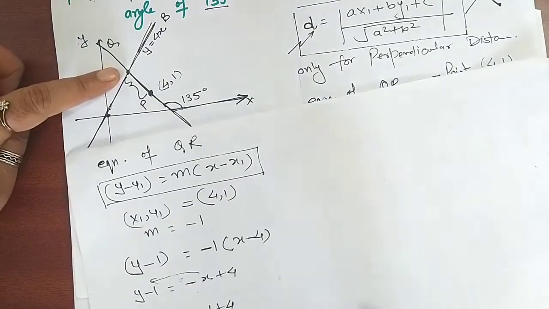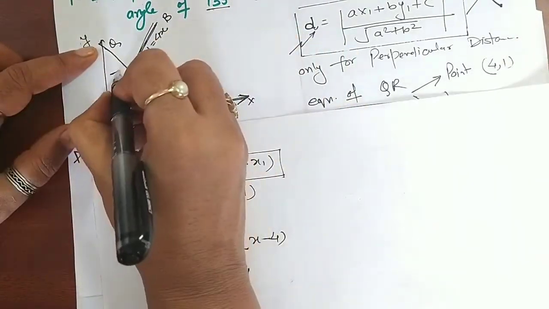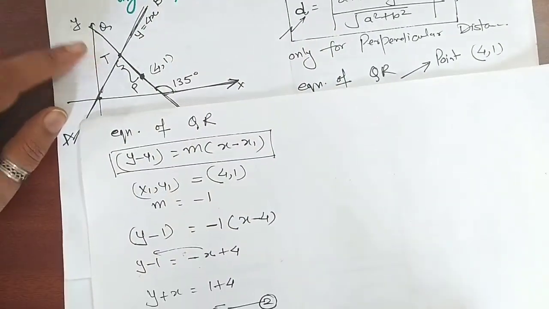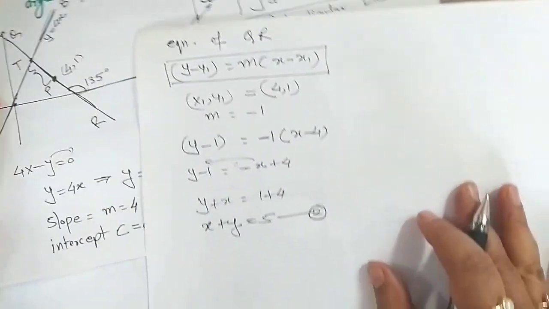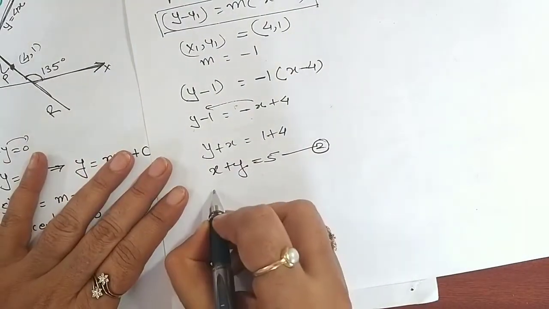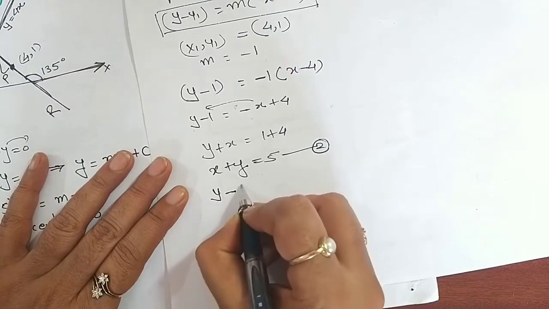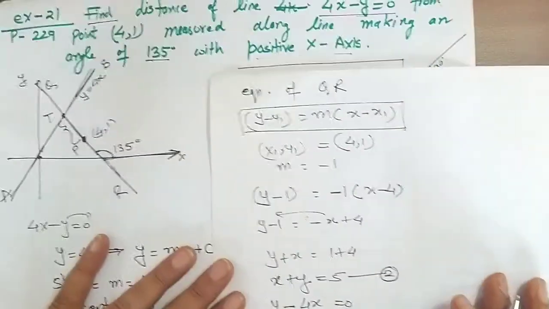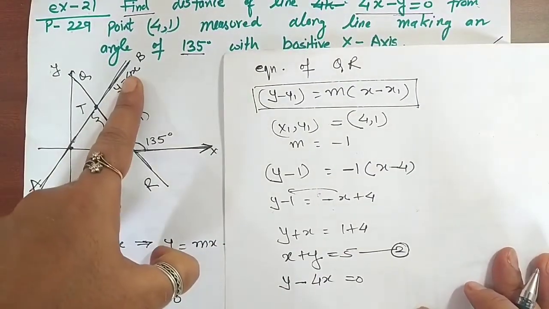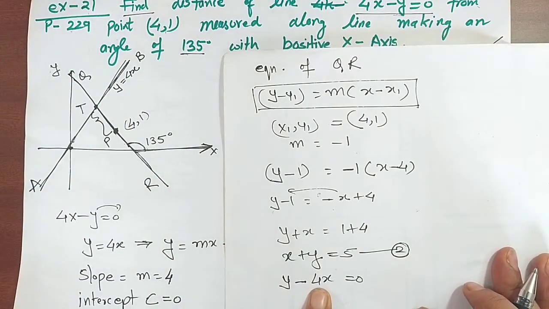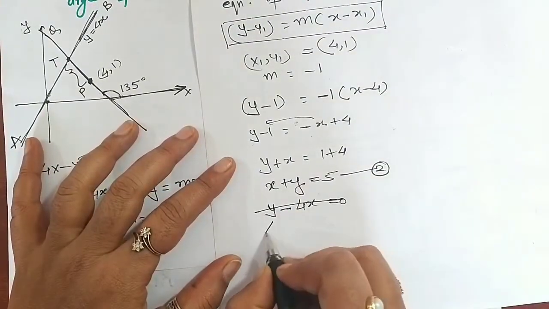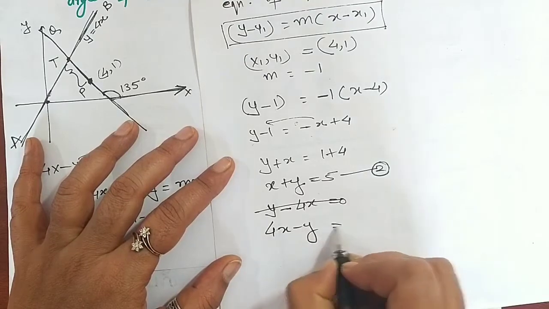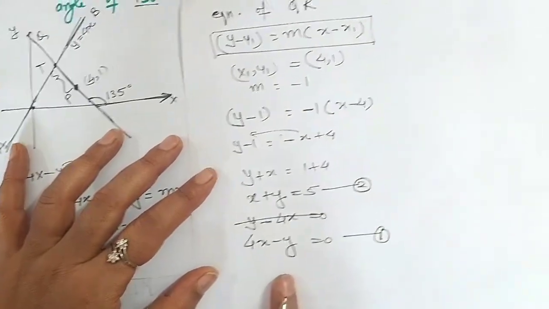Now to get this point, suppose this point is T, the point of intersection. I need the intersection of both lines, right? So what was the first line? y minus 4x is 0. I am writing y minus 4x equals 0, or you can write whatever is given in the question, 4x minus y equals 0. This is the first equation which is given.